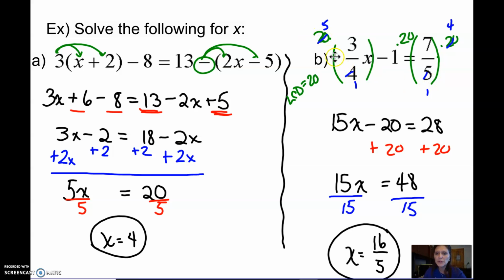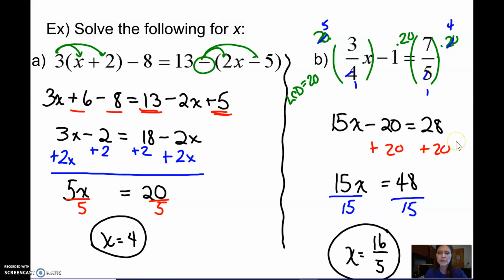Notice that I multiply every single term, even this plain 1 that wasn't a fraction. In order to keep things balanced, you have to multiply every single term in the equation by that common denominator. Again, your calculators can help you out here if you struggle with fractions. You can type in 20 times parenthesis 3/4 and it'll tell you the answer is 15. So there's really no excuse for missing these. Just use your tools. Learn how to make that work for you.